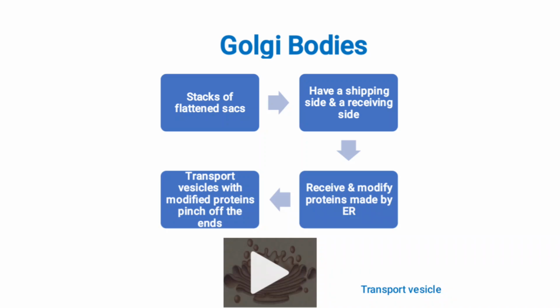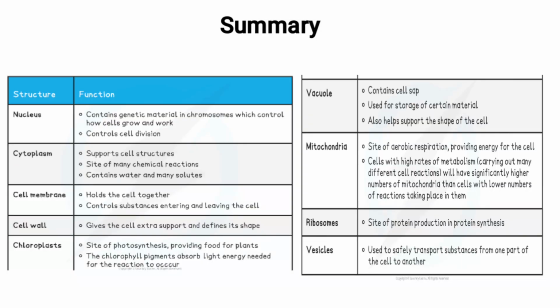So it is responsible for basically shipping as well as receiving, and it is responsible for modifying and receiving the proteins made by the endoplasmic reticulum. In summary, you can see these are the properties of that one. The vesicles, especially from the Golgi bodies, are used to safely transport substances from one part of the cell to another.